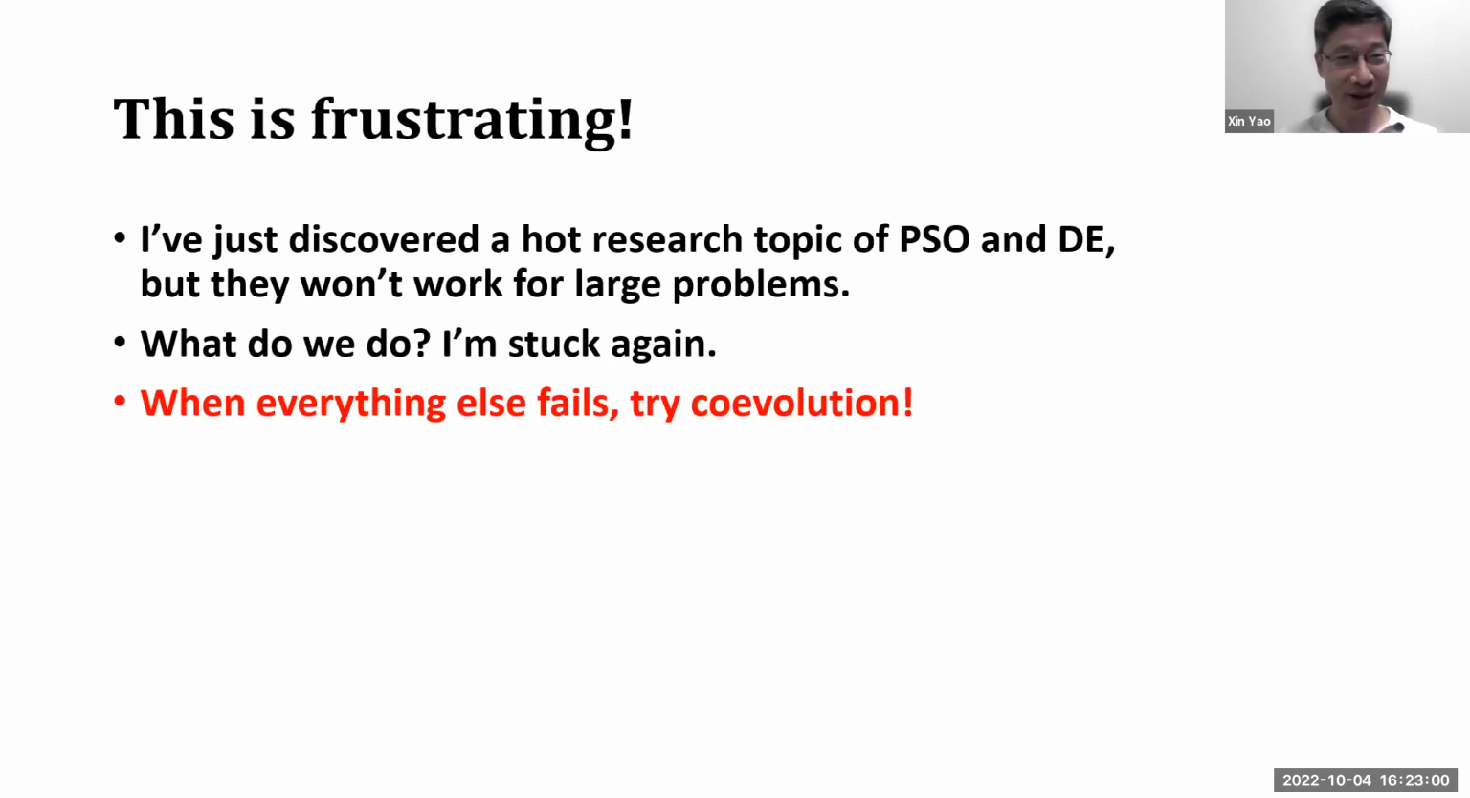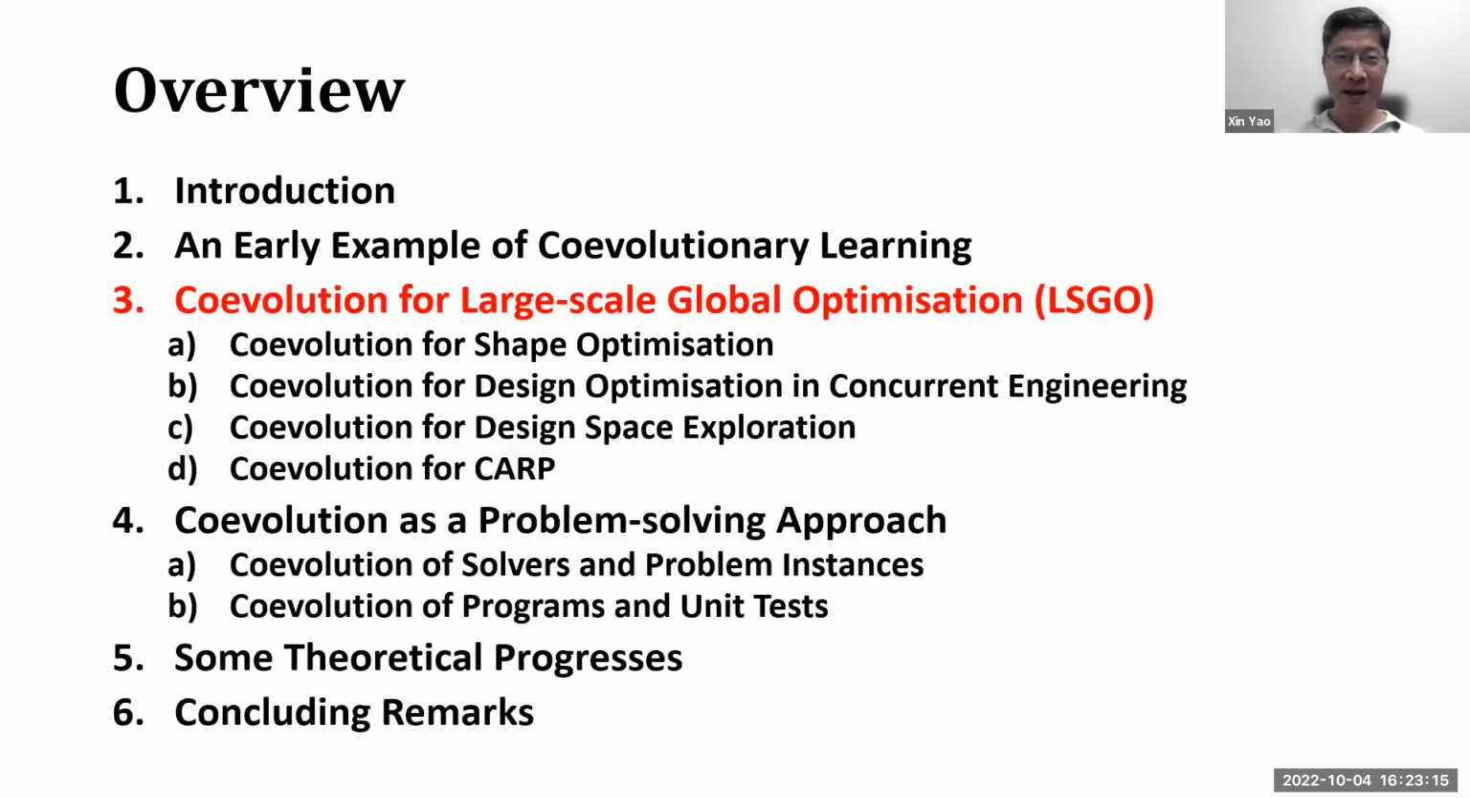So that's the message of my talk. When everything else fails, please try co-evolution. You see, I'm trying very hard to sell the idea of co-evolution to you. Let me show you how co-evolution could actually help us in tackling large-scale global optimization problems. Okay, let me describe the idea first, and then I'll show you some examples.